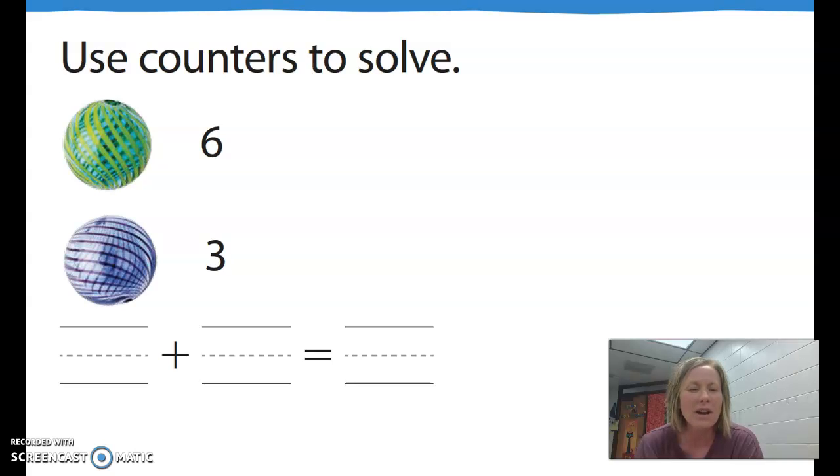So I want you to use your counters to solve this. So how many are you going to put up here? Or how many are you going to put to show that you have green? You're right, you're going to put 6. How many will you put to show that you have blue? You're right, you're going to put 3. Go ahead and put 6 green marbles and 3 blue marbles and count how many you have in all.